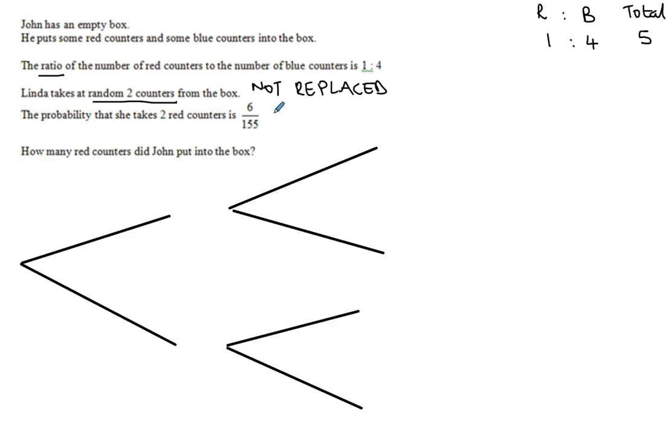And again, you look at that and you thought, what? I'm like, what kind of fraction is that? And the question is, how many red counters did John put into the box? Okay? All right, where do we start?